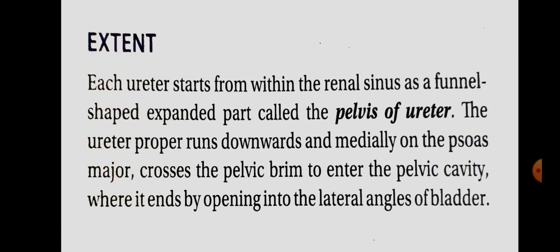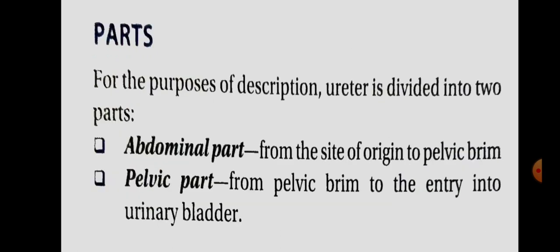Each ureter starts from within the renal sinus as a funnel-shaped expanded part called the pelvis of ureter. The upper part runs downwards and medially on the psoas major, crosses the pelvic brim to enter the pelvic cavity, where it ends by opening into the lateral angle of the bladder.